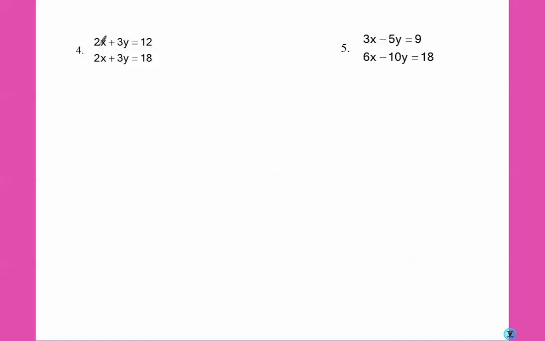In number 4, our x's have the same number, but they're both positive and we need one to be negative. So I'm going to change this to negative 2. If I change the sign of the first one, I have to change the sign in the other two numbers in the equation. But now I can add them together. 2x minus 2x would be 0. 3y minus 3y would be 0, so there's nothing left on the left, so it's going to be 0. And 12 minus 18 is negative 6. Well, 0 can't equal negative 6, so we know that there is no solution.